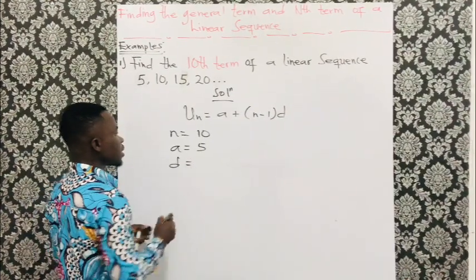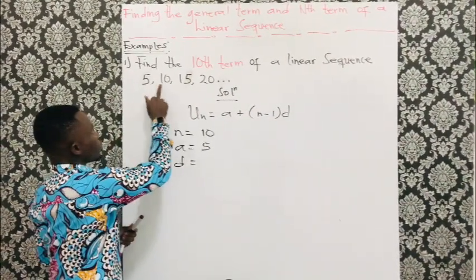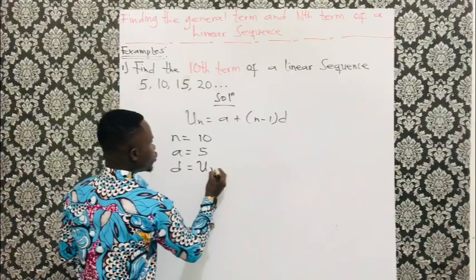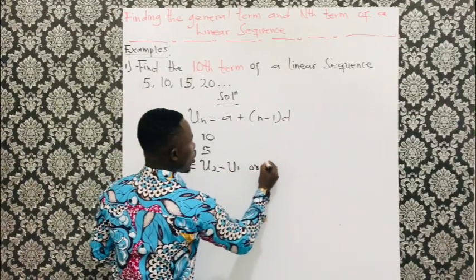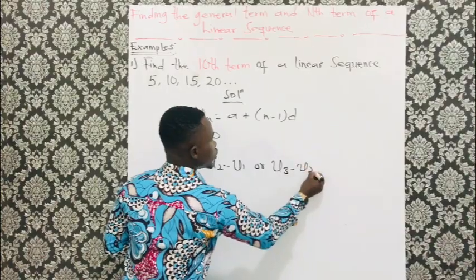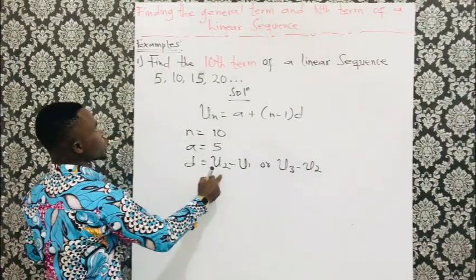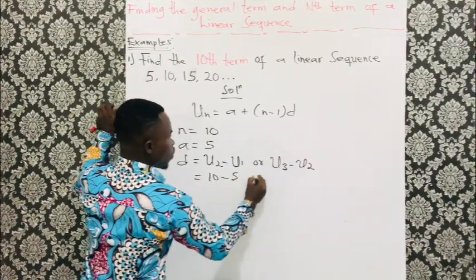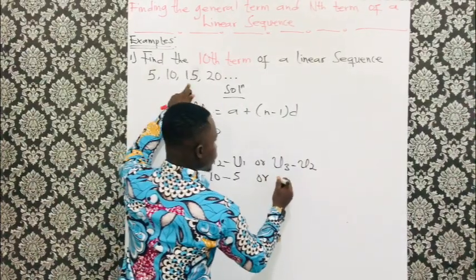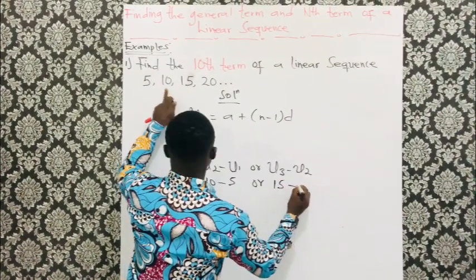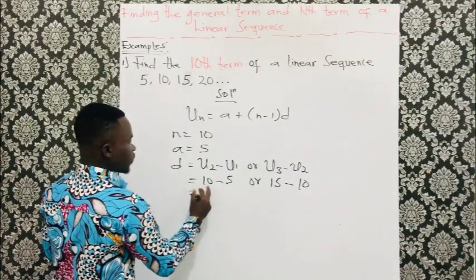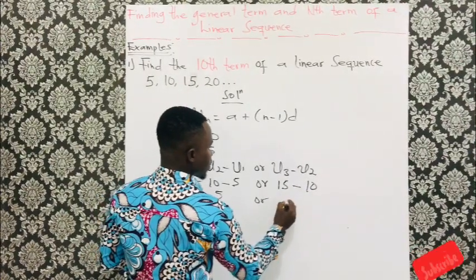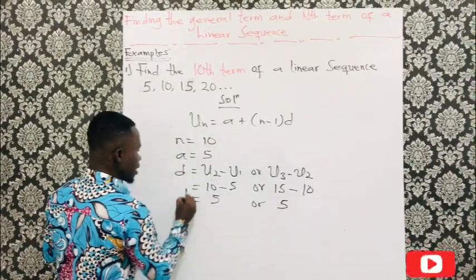The common difference is found by subtracting the first term from the second term, or by subtracting the second term from the third term, which is u2 minus u1, or u3 minus u2. So we know our u2 to be 10, that is the second term, minus the first term, which is 5, or our u3, which is 15, the third term, minus the second term, which is 10. So we have 10 minus 5 gives us 5, or 15 minus 10 also gives us 5. Therefore, our d is equal to 5.